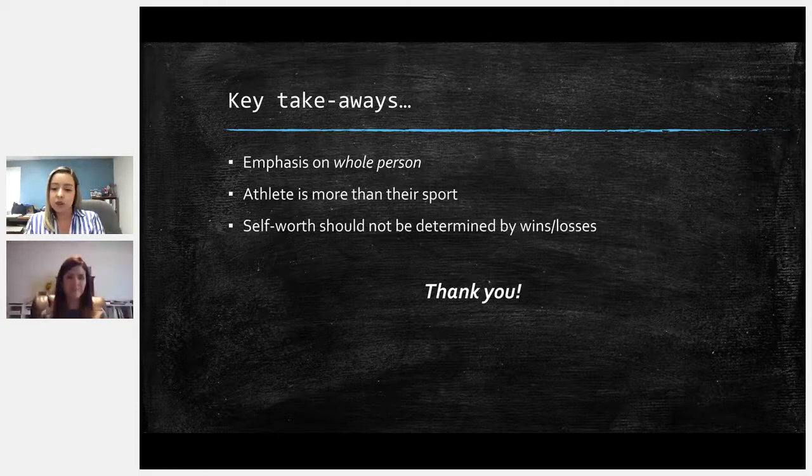So we do have one question from Debbie Roberts. She wants to know, how do you feel about young children if they make a basket, for example?